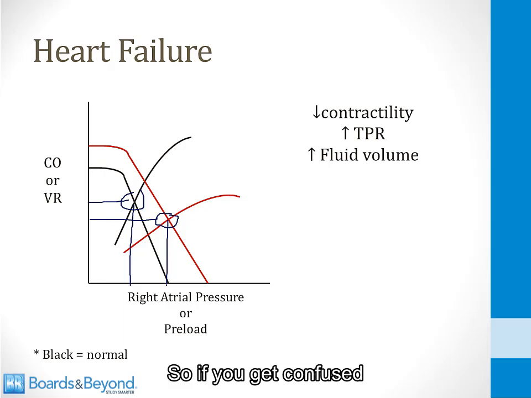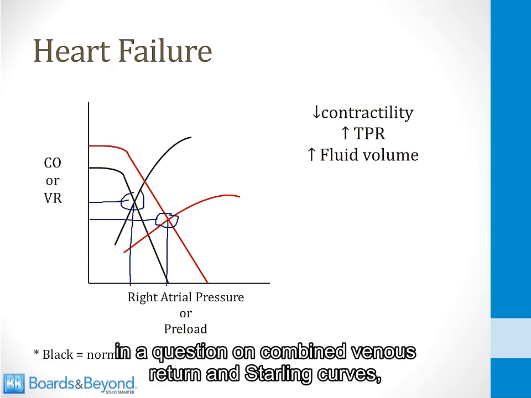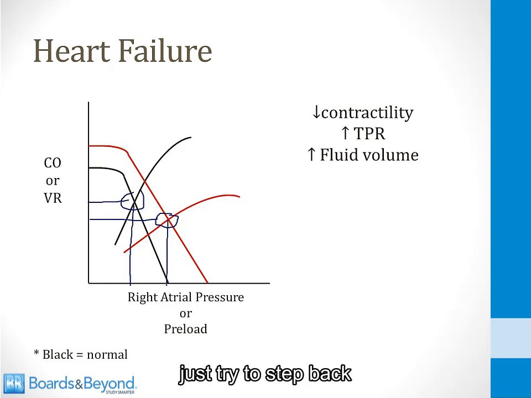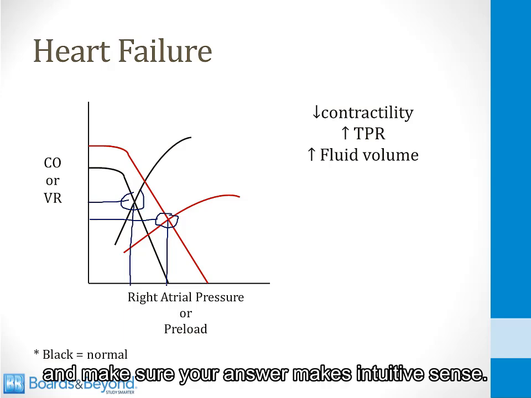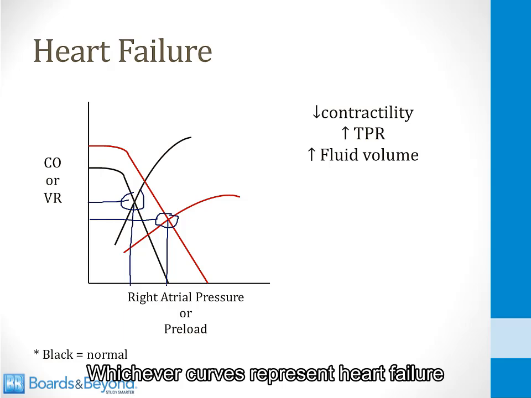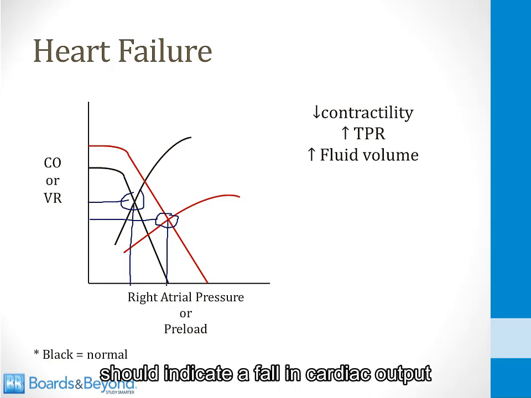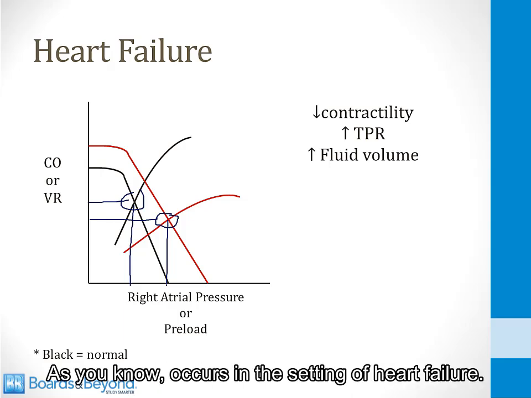So if you get confused in a question on combined venous return and Starling curves, just try to step back and make sure your answer makes intuitive sense. Whichever curves represent heart failure should indicate a fall in cardiac output and a rise in the cardiac pressures, as you know occurs in the setting of heart failure.